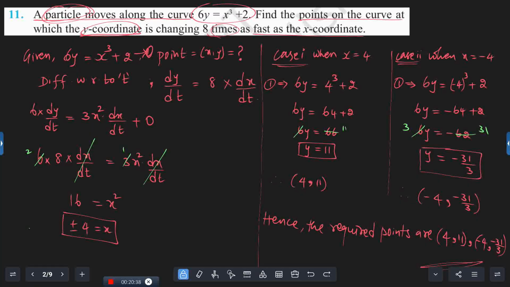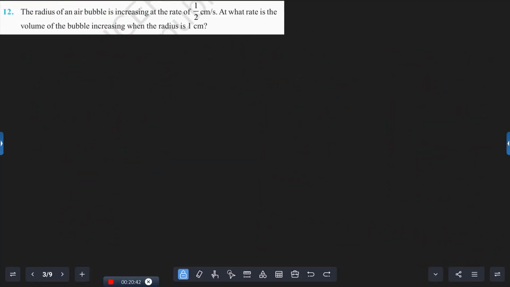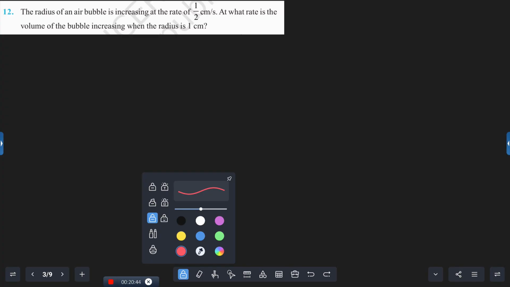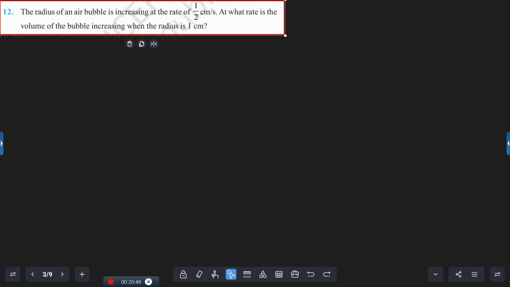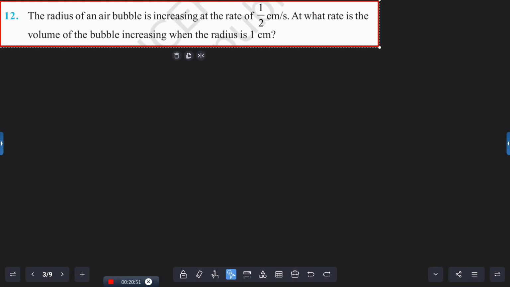Okay. Next, question number 3 will go to Raja. Sorry, I mean third page I said. Instead of telling third page, I said third question. This is the 12th question. Third page we are moving.